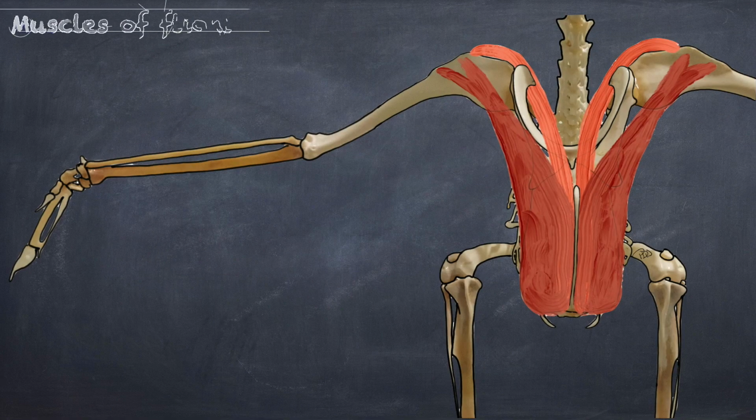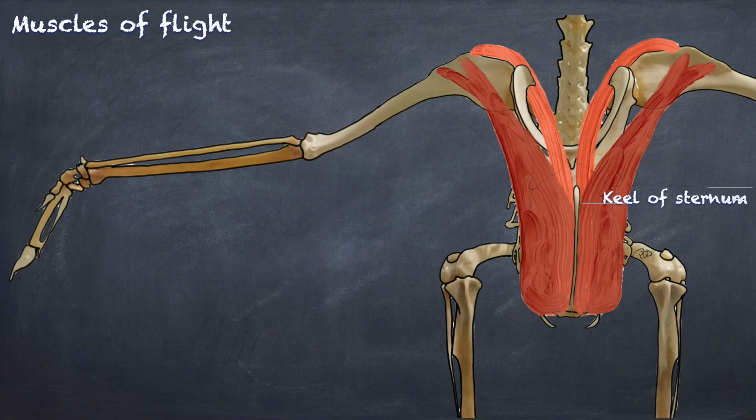So speaking of muscles, let's have a look at the muscles of flight. Before we do that though, let's identify some of these bones over here. Here we can see the keel of the sternum peeking out. We see the furcula here, the wishbone. And we also see the coracoid bone. Okay, we're going to come back to these in a bit.